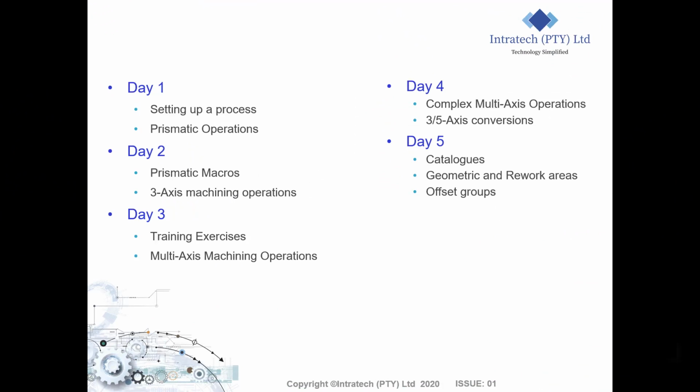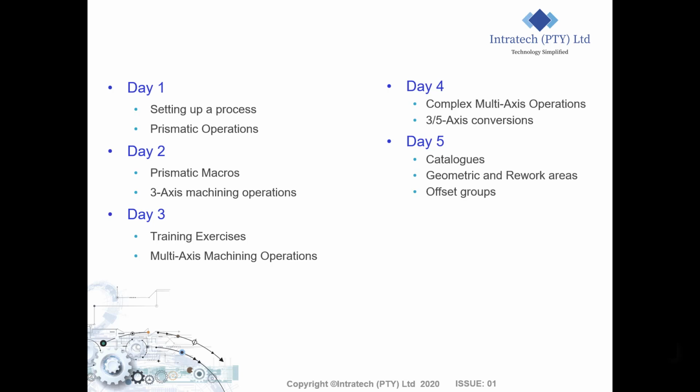Day 1 begins with setting up the machining process in Catia and prismatic machining operations such as facing and roughing on a 2.5 axis CNC machine. Day 2 completes the prismatic work by detailing macros used to automatically path the tool, and then it moves up to 3-axis machining and the respective operations.